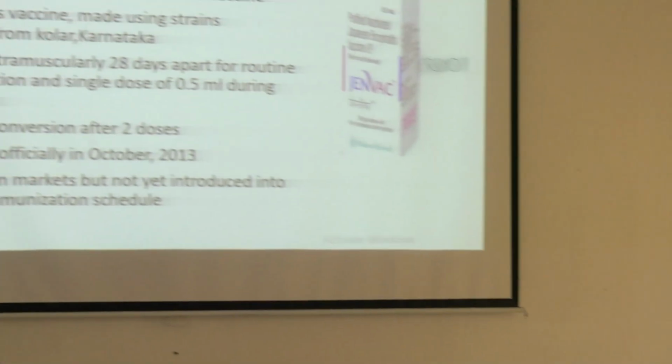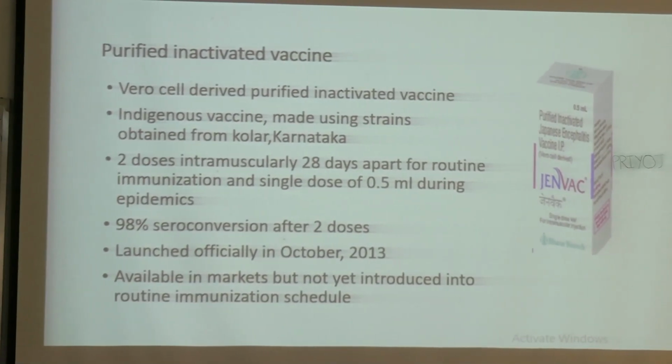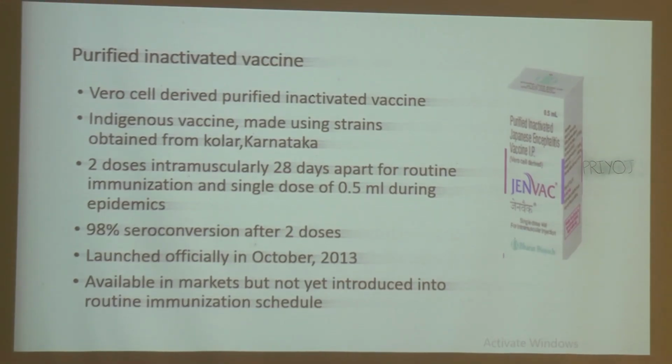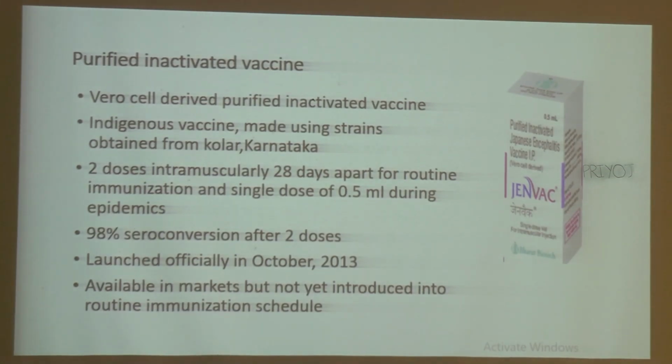And Genvac, it is the purified inactivated vaccine, Vero cell derived purified. It is indigenous and uses the strain obtained from Kolar, Karnataka. Kolar strain usually comes with a number, Kolar something. Okay, just check the net or I will give you later in the PPT. There are also 2 doses intramuscularly, 28 days apart for routine immunization, and a single dose of 0.5 ml during epidemics. 98% seroconversion after 2 doses. It was launched officially in October 2013, available in the market but not yet introduced to the routine immunization schedule.